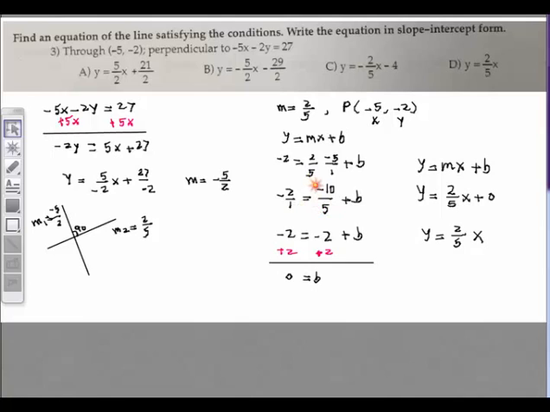In this case, when you reduce them, that becomes simply -2. And then if you add 2 to both sides of the equation, you get b equals 0. So y equals mx plus b would be y equals 2/5x plus 0, or simply y equals 2/5x. And it looks like B is the correct answer here for this one.